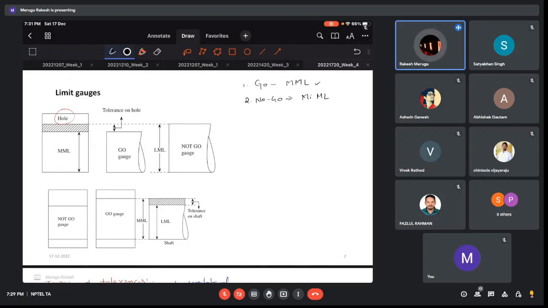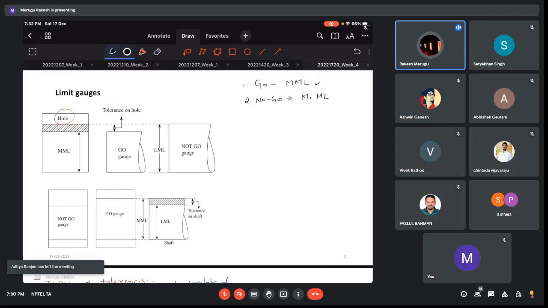So why we use go and no-go gauges is that the inspection will be very fast. If you want very high accuracy, you have to go for absolute measurement using standard instruments, say vernier calipers or programmable devices, say coordinate measuring machines. You have to use them, even though it is a very costly inspection, if the products are very costly and very precise.